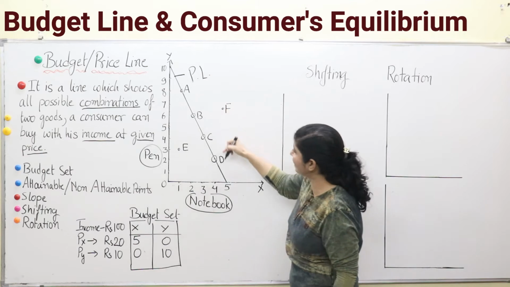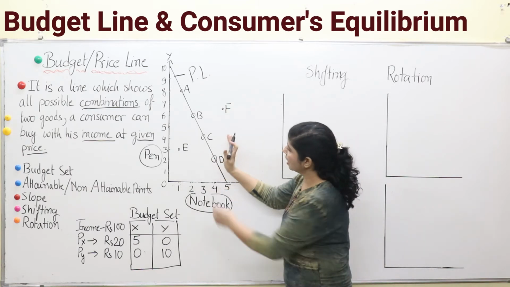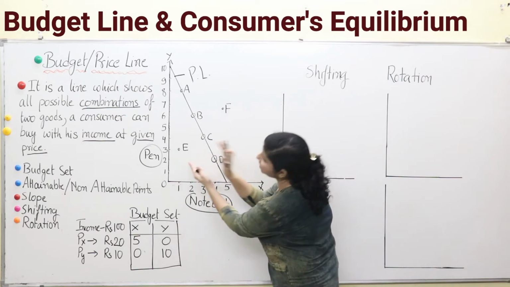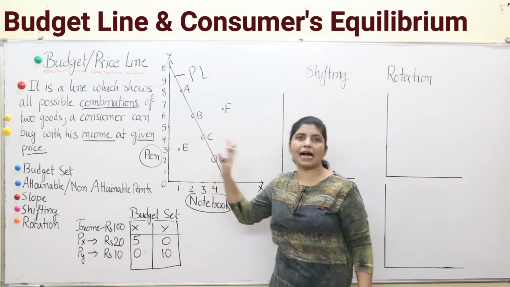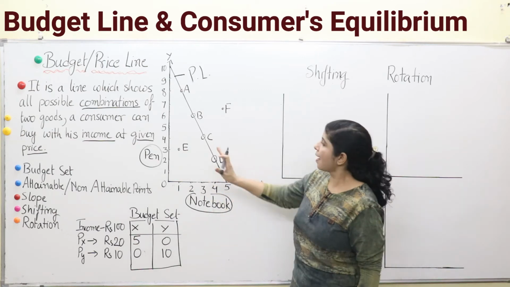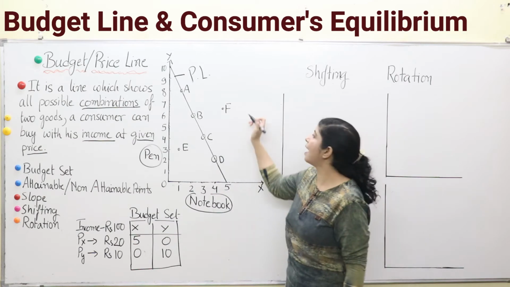A, B, C, D, because they lie on the price line. And any combination which is lying under this price line is also attainable, like point E. It is attainable by the consumer. But any point which lies outside this area is unattainable.